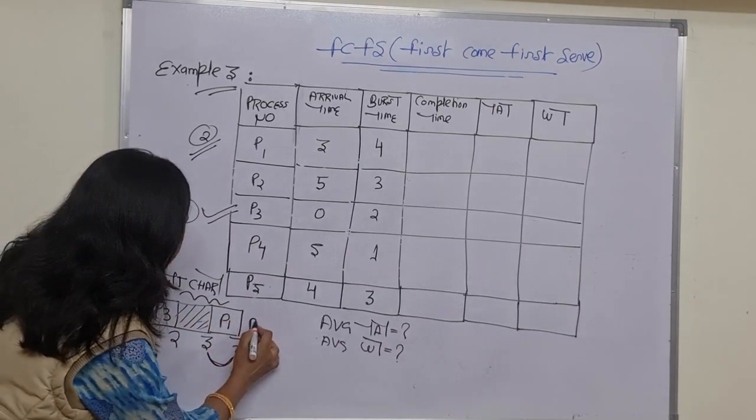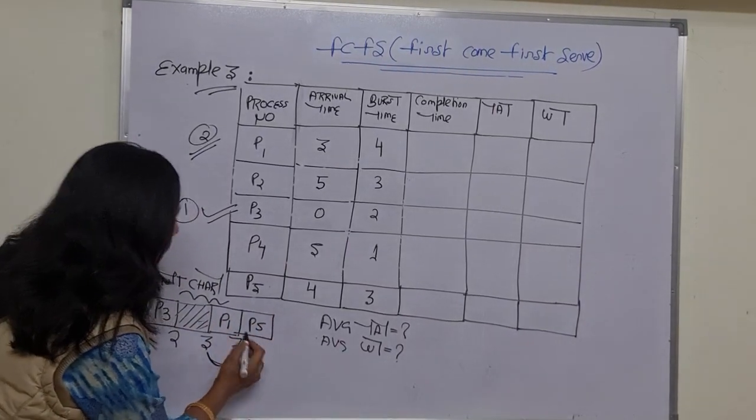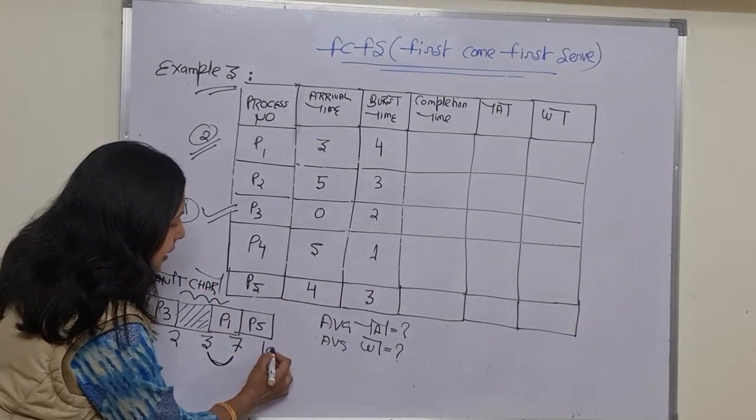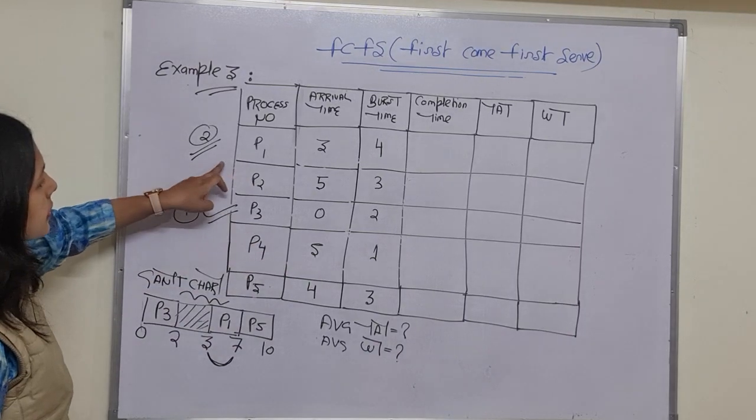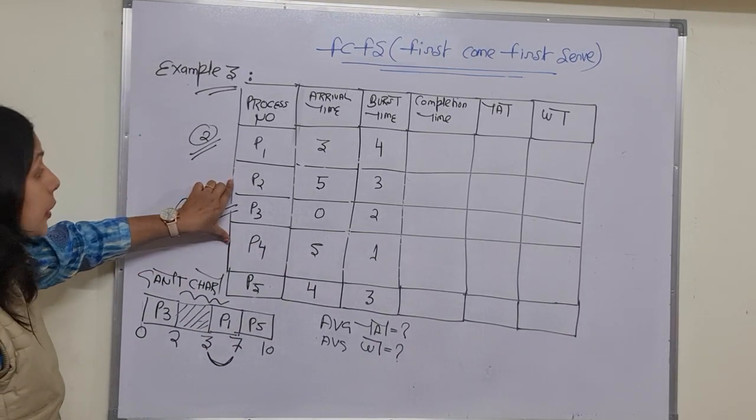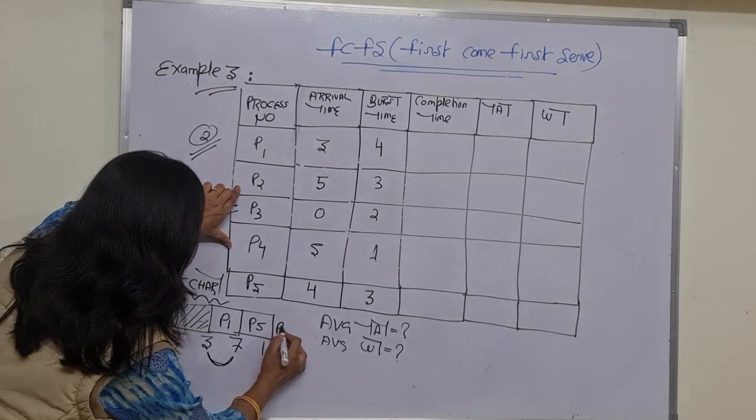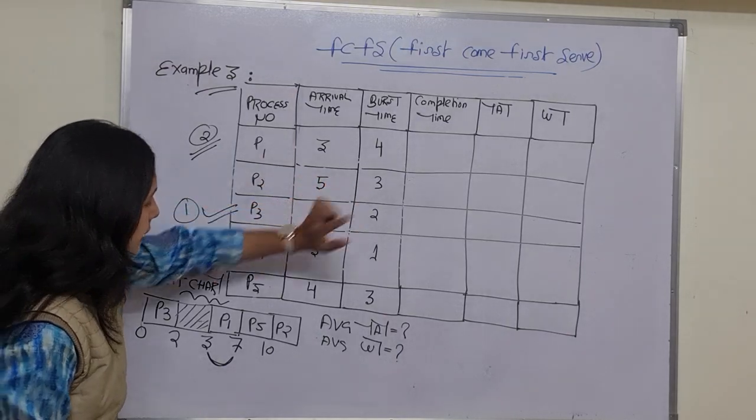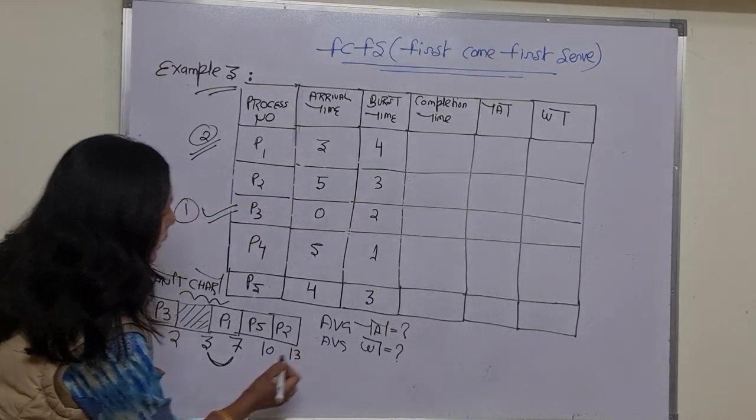So that means the execution of P5 would be over here, and the total execution time is 3, so it would be 7 plus 3, that means 10. Then after that, process P2 and process P4 are in the ready queue. Now P2 would be executed, and how much time is P2 taking? That is 3, so it would be 13.